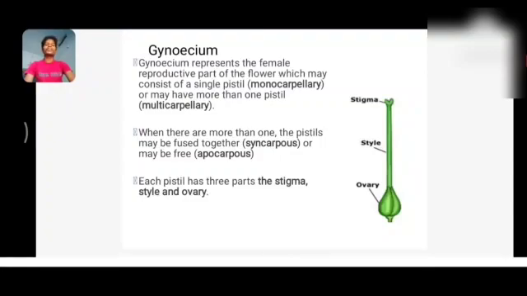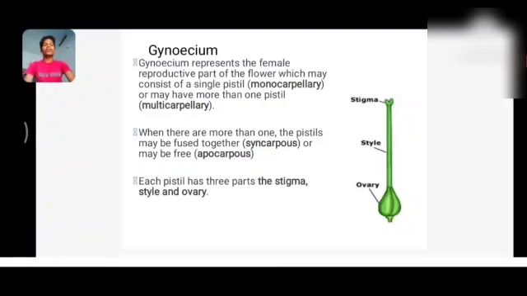Here, the basic unit of the female gametophyte is a pistil. Pistil may be either syncarpous or apocarpous. Syncarpous means more than one carpel fused together. Apocarpous means the carpels remain free. Okay, each pistil has three parts: the stigma, style, and ovary.